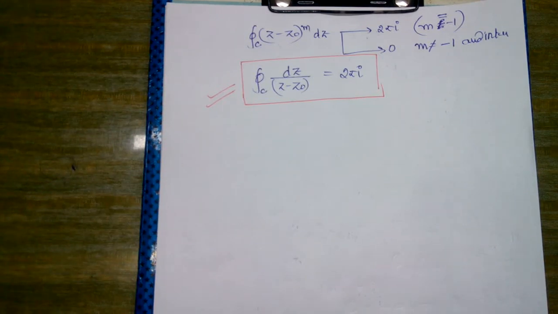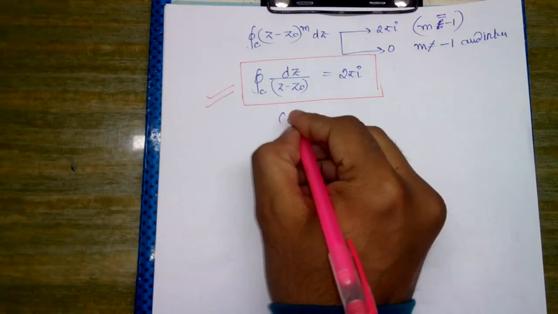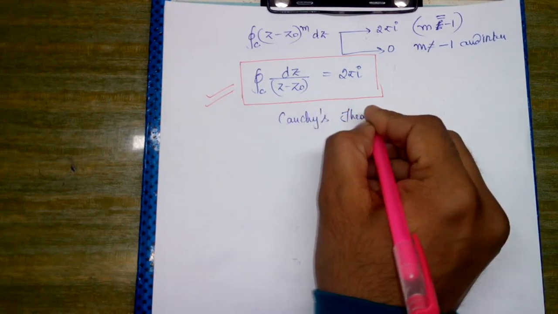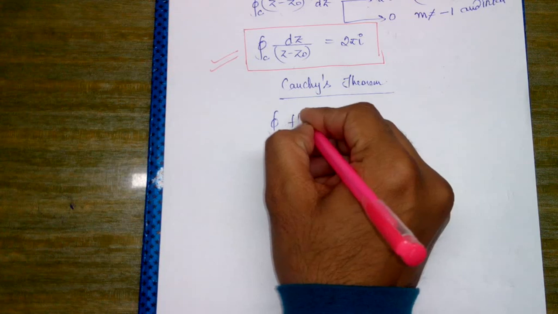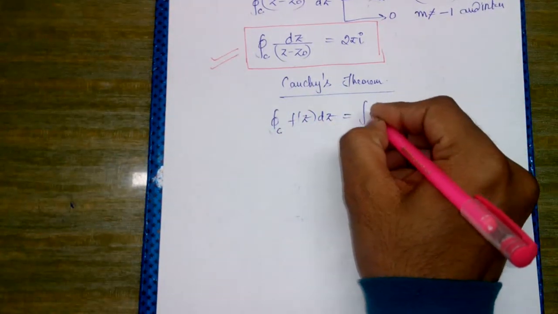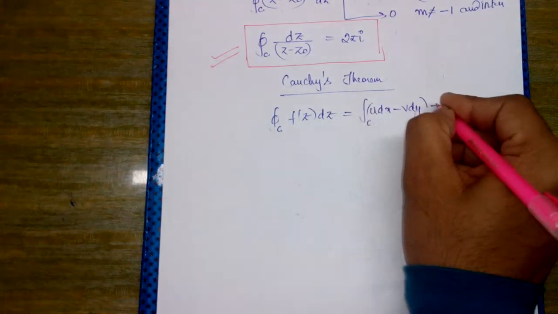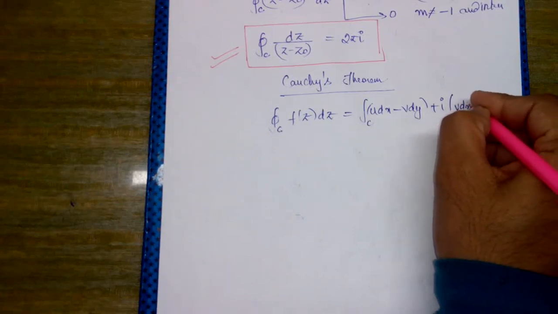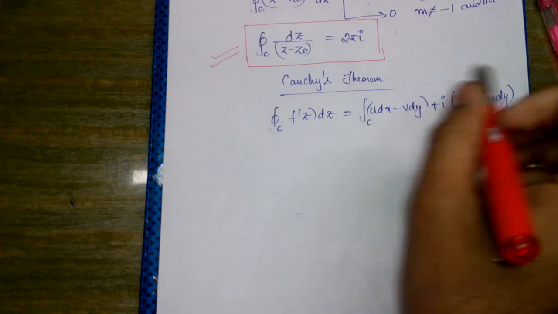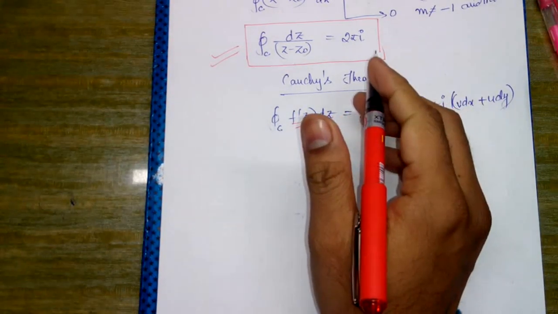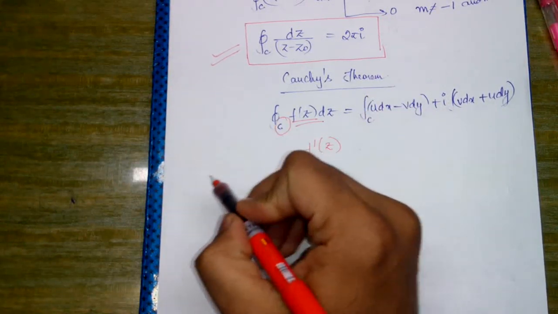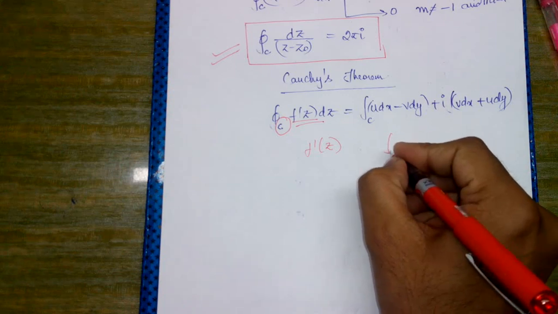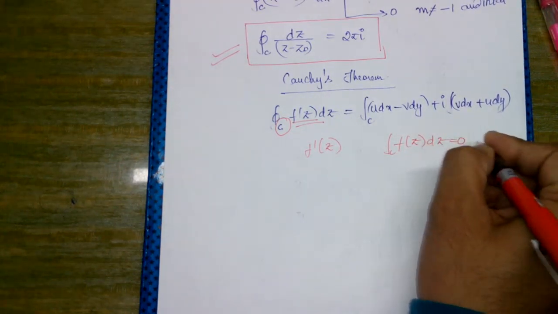Okay, so this was all about the line integral and related things, and now we will start with the most important part, that is Cauchy's theorem. In Cauchy's theorem we have to remember just one thing: closed integral of f of z dz is equal to integral over C of u dx minus v dy plus i times integral of v dx plus u dy, where f of z is an analytic function and f dash z is continuous at each point within and on the closed curve C. Then the closed integral of f of z dz is equal to 0.